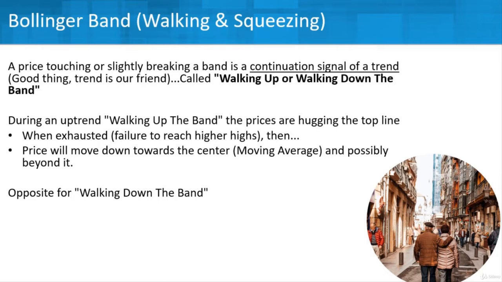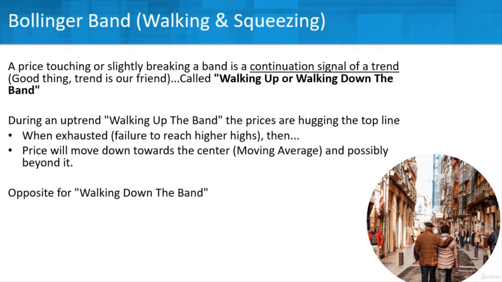During an uptrend, walking up the band, the prices are hugging that top line. As the prices start to exhaust and those higher highs are not being reached, the price will come off and start to move down towards the center, towards that simple moving average, and possibly beyond it towards the lower band. So when it's hugging those bands, that's a continuation signal of a good trend. We can either buy into that trend, or if we're already in, stay in that trend, depending on whether it's an uptrend or a downtrend.